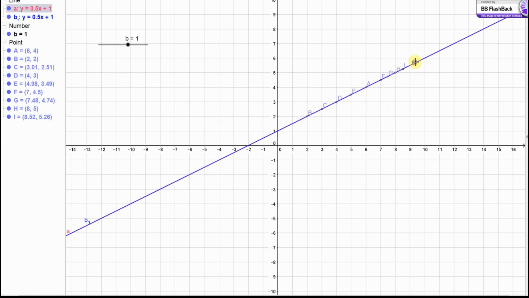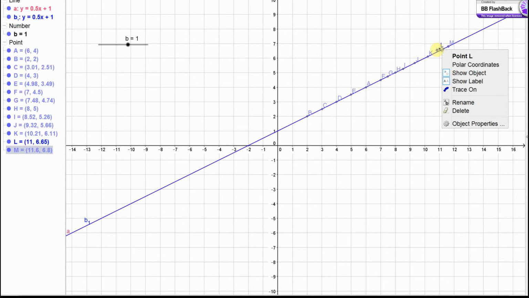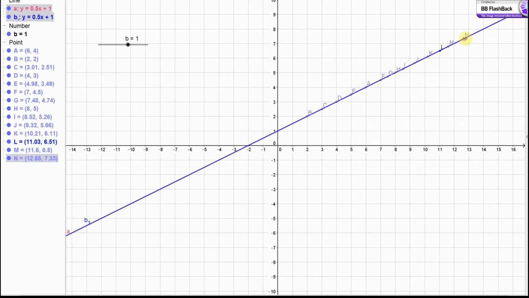And that one, and that one, and that one. Am I running out of letters? I don't think it's letting me do any more. Oh, it's not on point anymore. Okay. And that one, and that one, and that one. Oh, L missed. There we go. And that one, and that one.